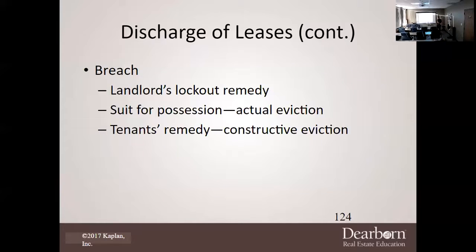Again, there is a suit for possession, which is the actual eviction, and the tenant's remedy is, of course, a constructive eviction.